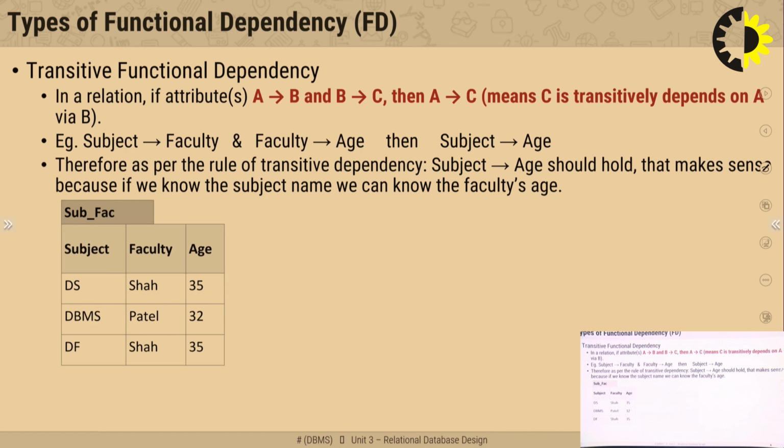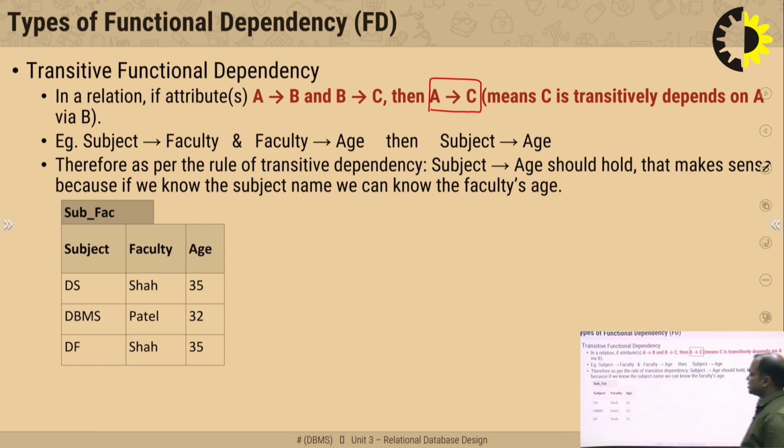Now the next type of dependency is transitive functional dependency. In a relation, if attribute A gives B, B gives C, and A gives C, then C is transitively dependent on A. Means A does not directly give C, but A gives B and B gives C. So we can say that A can also give C. This is what we call transitive dependency.